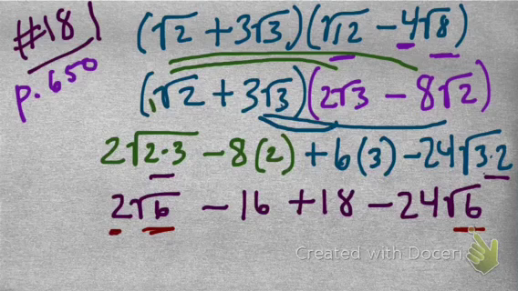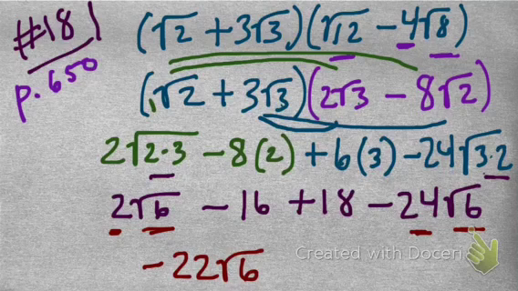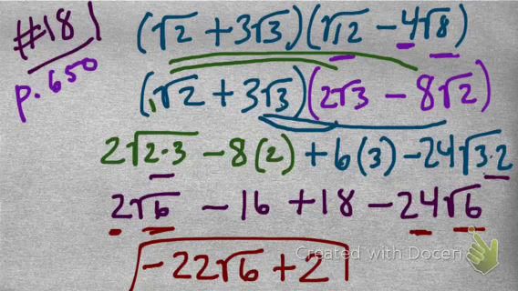So a 2 square root of 6 minus 24 square root of 6. Now I'm in the whole, 22 square root of 6. Had 2 apples, took 24 apples away. Now I'm even more at loss, minus 22 apples. And then minus 16 plus 18 gives me positive 2. And that is as far as it will simplify. So that would be the finished answer.